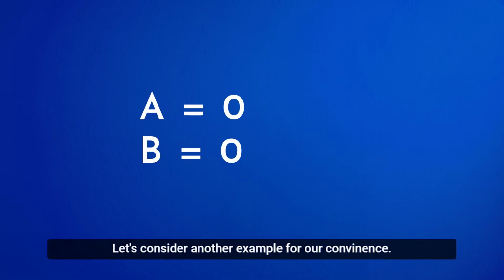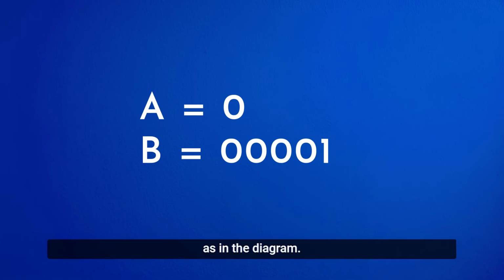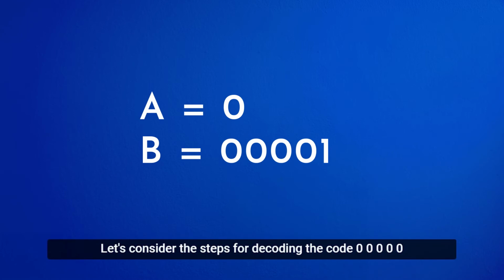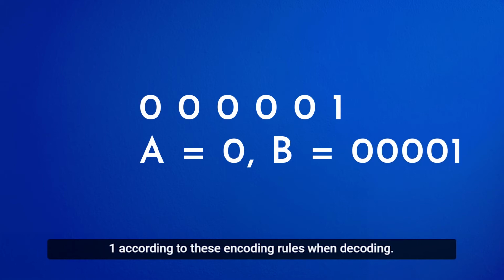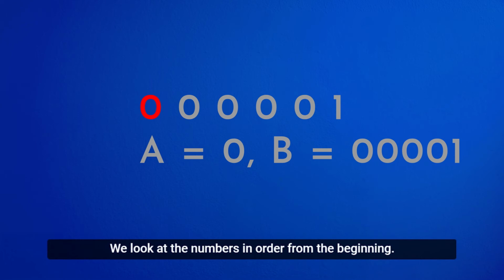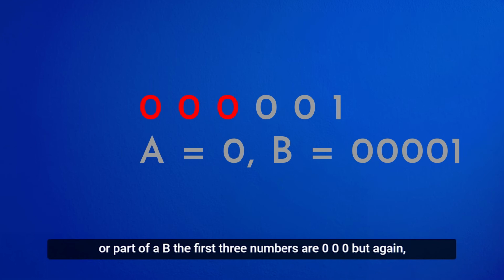Let's consider another example for our convenience. Let's assume that the 2 characters A and B will be encoded, as in the diagram. Let's consider the steps for decoding the code 0, 0, 0, 0, 0, 1 according to these encoding rules. When decoding, we look at the numbers in order from the beginning. The first number is 0, but we can't determine whether this stands for an A or part of B. The first 2 numbers are 0, 0, but we can't determine whether these stand for A or part of a B. The first 3 numbers are 0, 0, 0, but again we can't determine whether these stand for A or part of a B.